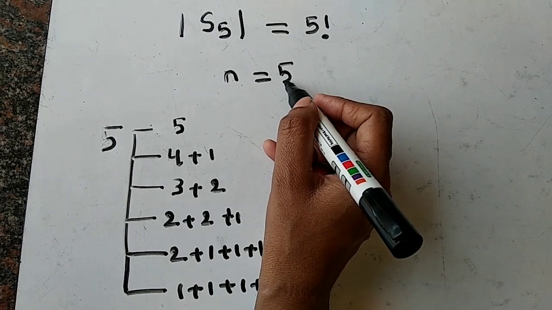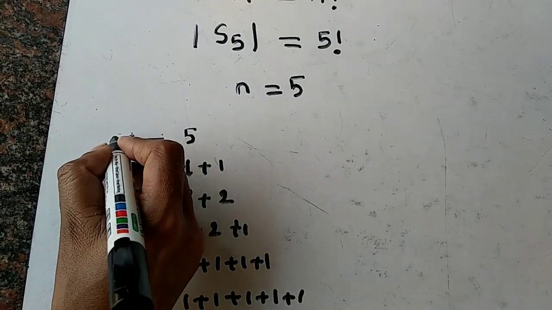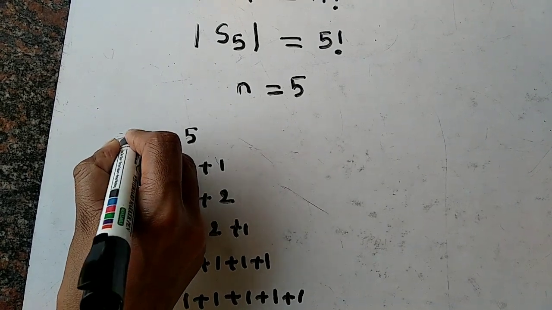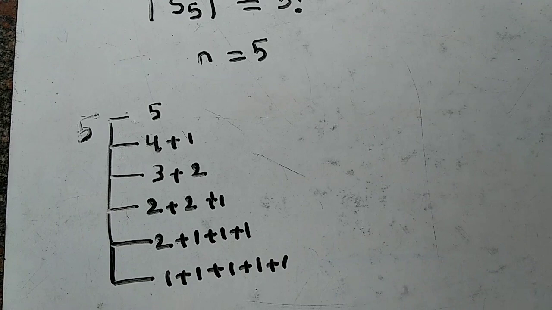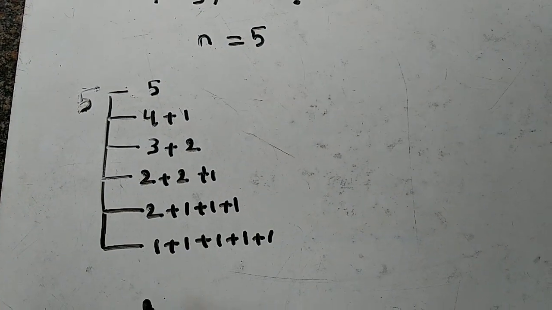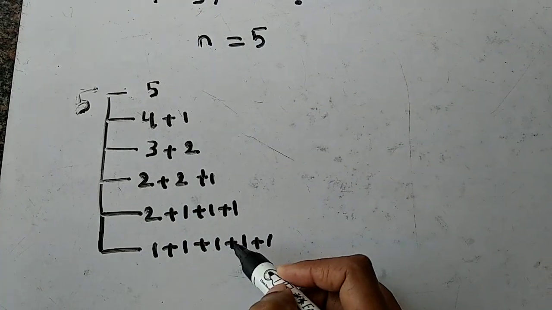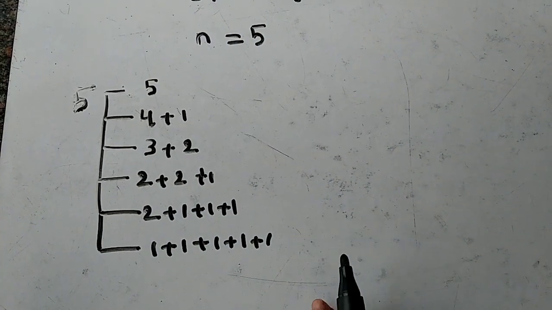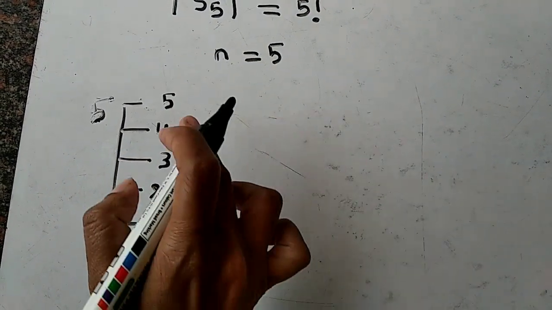If it is a 7, then you have to write 7. So you have to take the partitions. Here, 5 can be written as 1, 2, 3, 4, 5, 6. After this, you have to take the LCM of all of these.